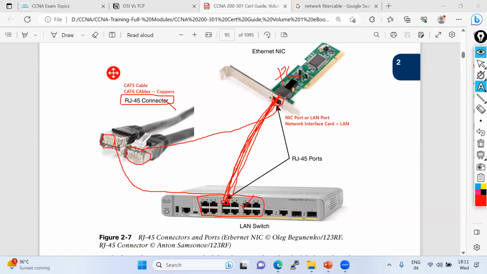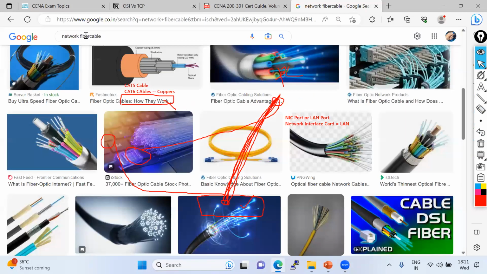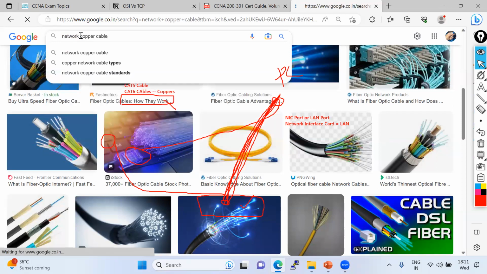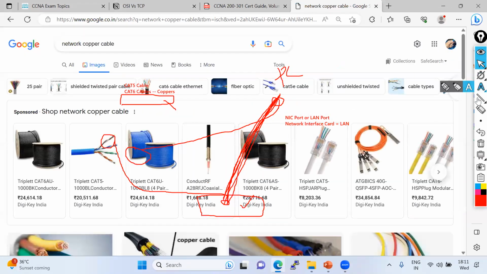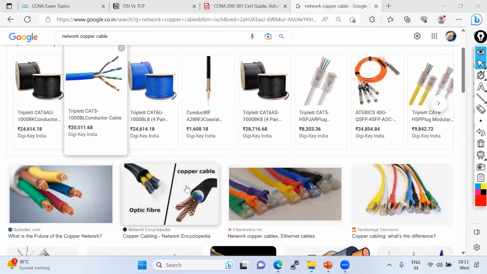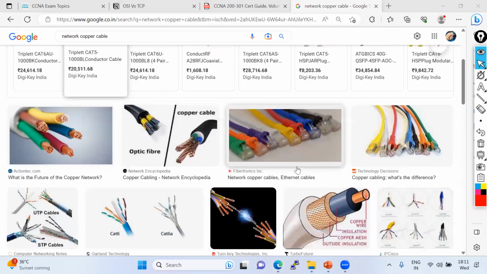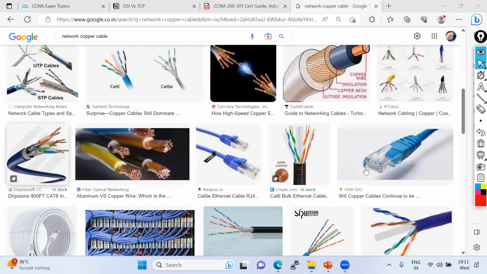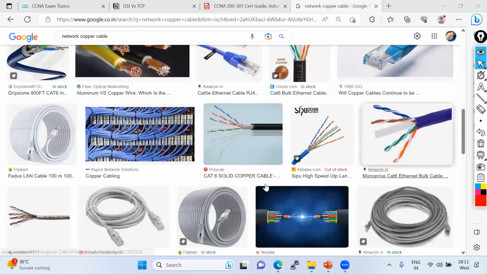These are the coppers. Copper means, as you can see here, these are the copper cables. Instead of fiber, if you go and find the copper cables, all these cables are known as copper. Anything you can see, these all are going to be known as the copper cable.